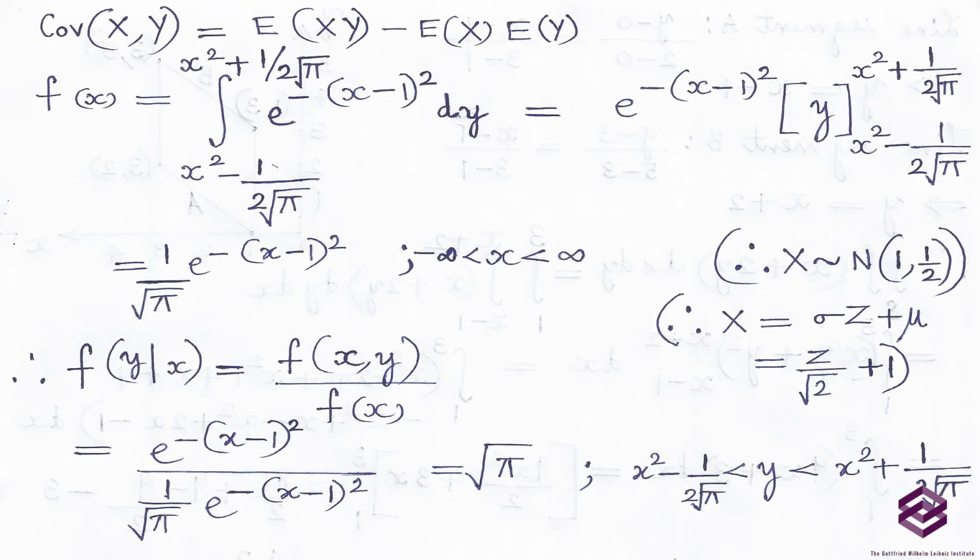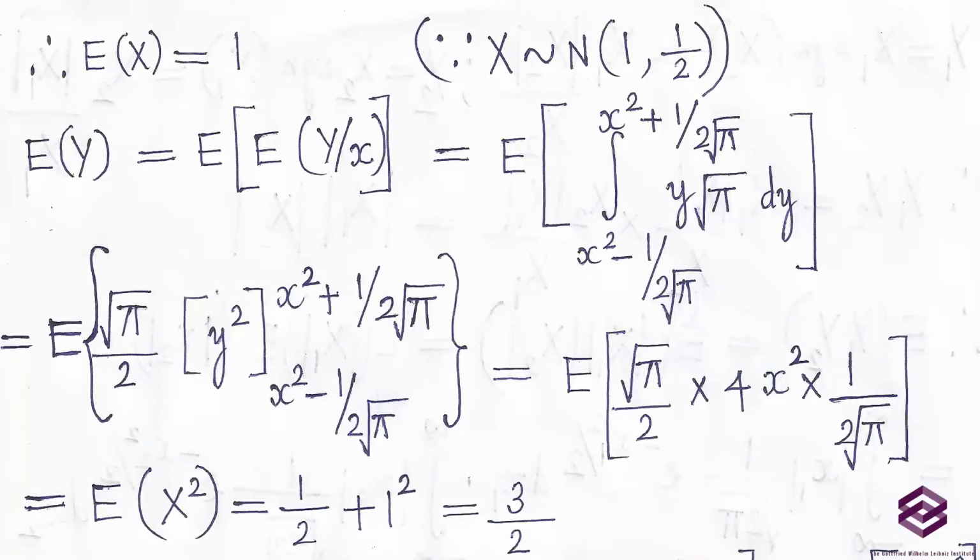Now we could similarly try to find the marginal density of Y, but it turns out to be extremely difficult. So instead, we will find the conditional density of Y given X. We know the formula for that, and when we work it out, it turns out to involve root pi. So we get the expression for this conditional density of Y given X. Now we can find expectation of XY, expectation of X, and expectation of Y.